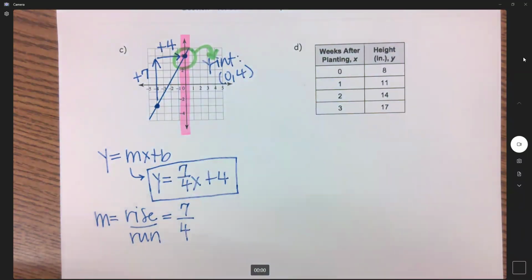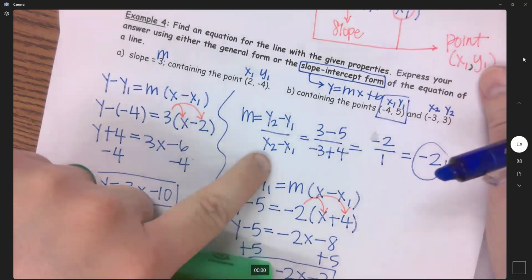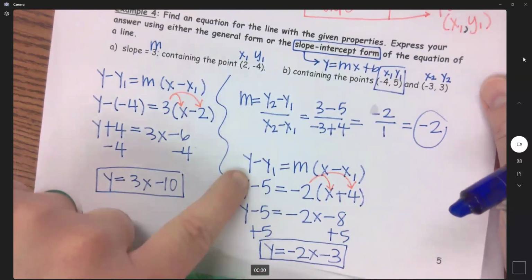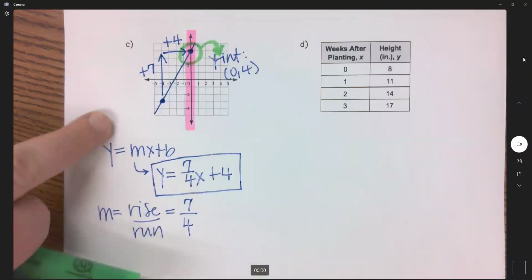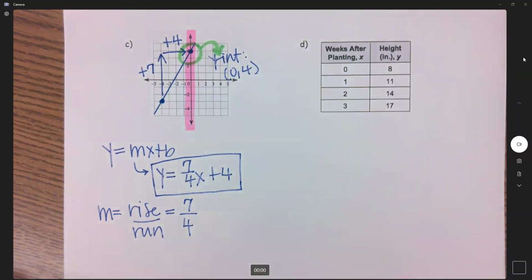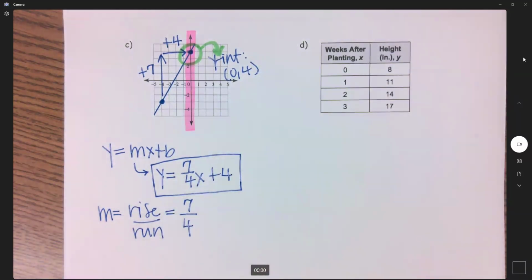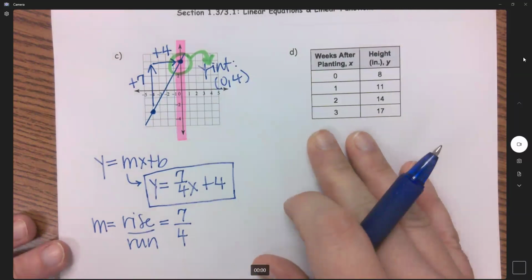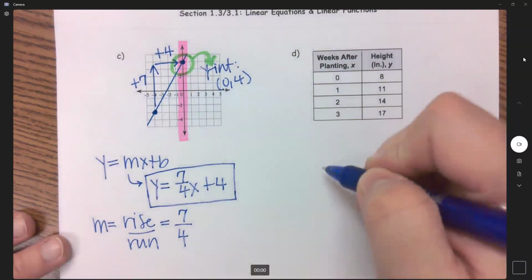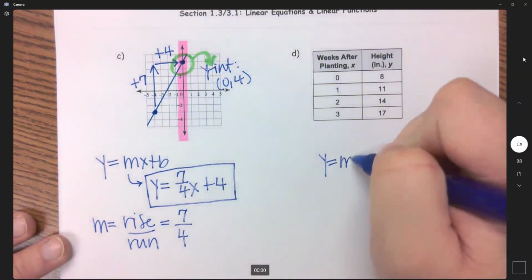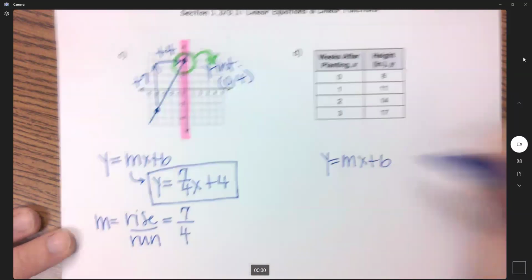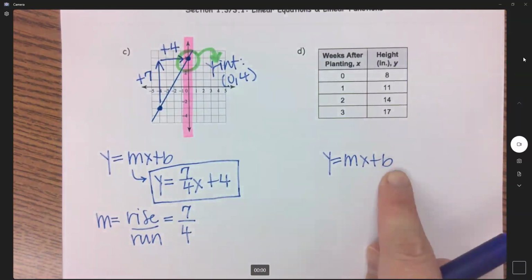So don't make it more complicated than it has to be. You don't have to find the slope using this formula here and then using your point slope if you are given that graph. That graph tells you everything. Now, really and truly, we get everything we need from this as well. If I need y equals mx plus b, I need my slope and I need my y-intercept.